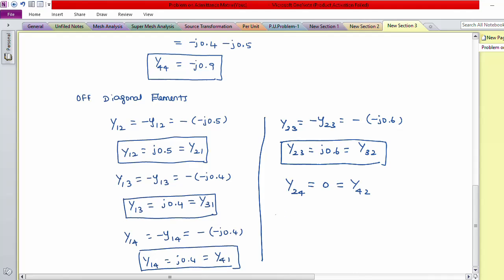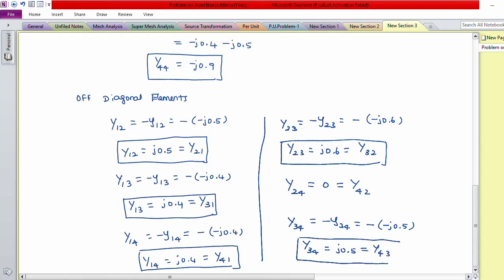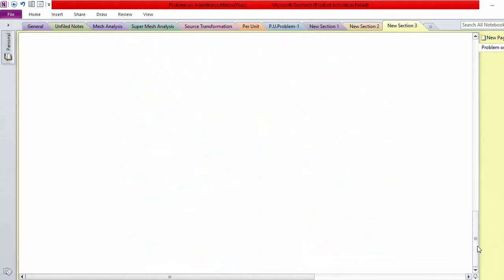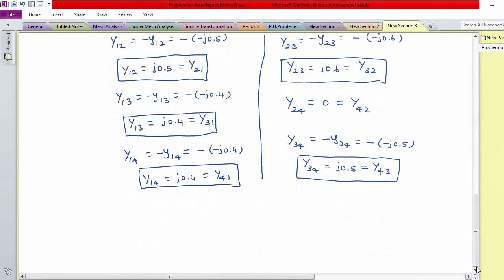We have already determined y31 and y32. Now we have to determine y34. y34 equal to minus small y34, that is minus of the line admittance value of y34, which is minus j 0.5. So y34 equal to j 0.5, that will be equal to y43. Now we have determined all the elements of the bus admittance matrix. At last we have to write the Y bus matrix.